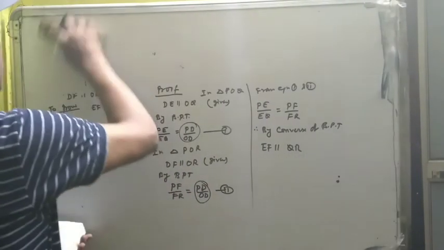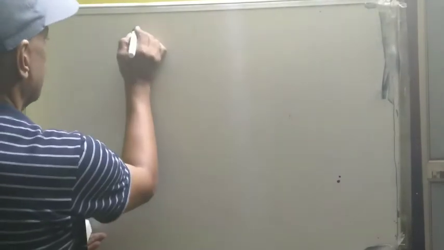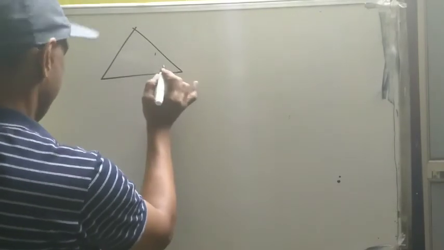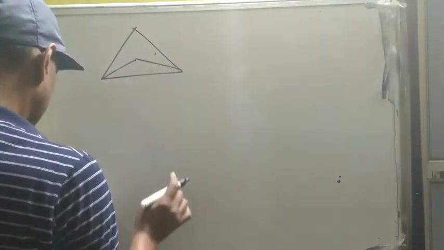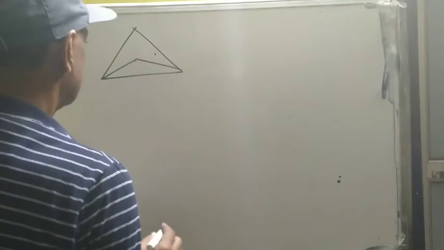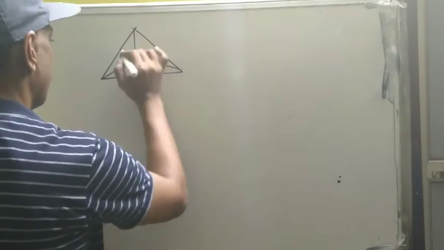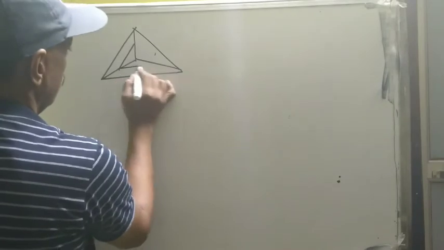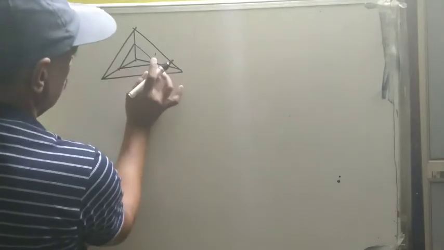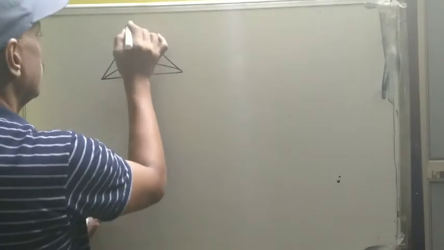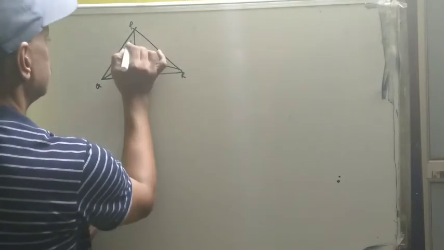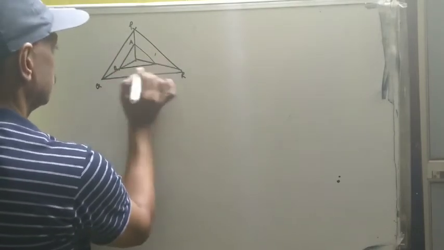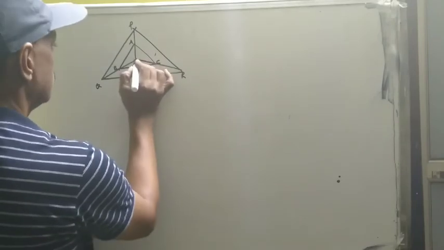Again we have to draw the figure in question number 6. A triangle is there. So this is the figure PQR and ABC. This is O.